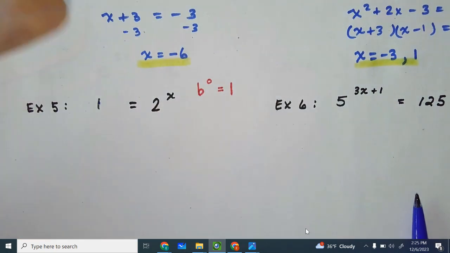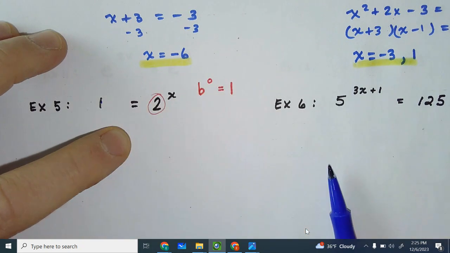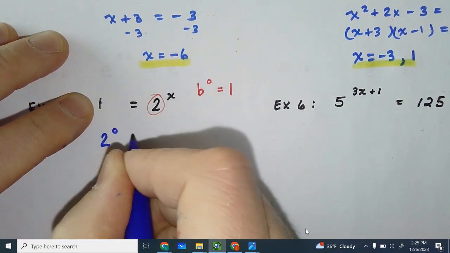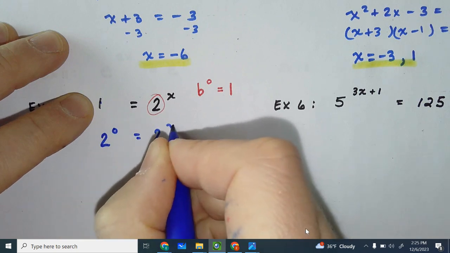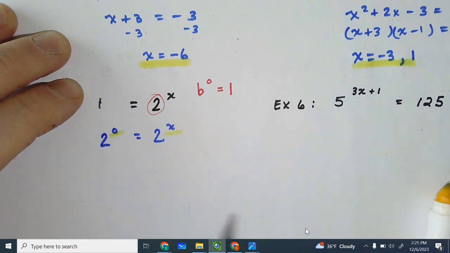Therefore, one way to think about this problem is, since 2 is the base on the right side, and I want this to have a base of 2, I could write this as 2 to the 0 power is equal to 2 to the x. And now we know that 0 and x, same thing.